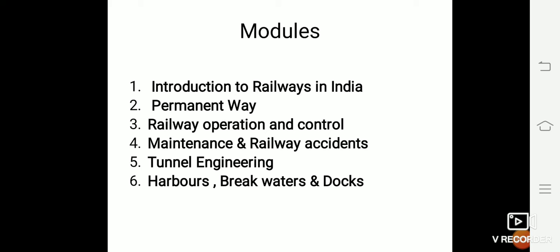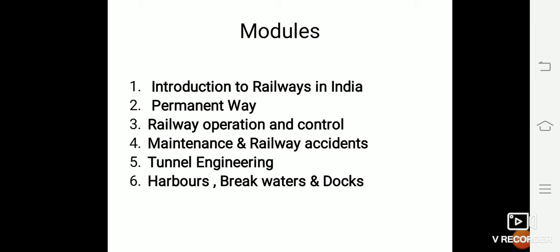Coming to the fifth module, it's about tunnel engineering. We'll be discussing the different sections, classification, tunnel surveying, alignment, transferring the center, etc. And different methods of tunneling, which include the shield method of tunneling, the compressed air method, tunnel boring machine, etc. And the last module will be dealing with harbors, breakwaters, and docks.